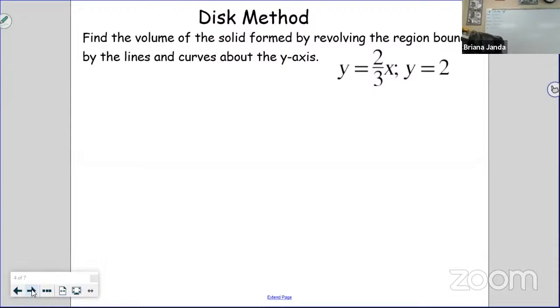All right. What we also need to see today is rotating around something other than our x-axis. So we have an example of rotating around our y-axis and then something that's not an x or y-axis at all. So next one, find the volume of the solid formed by revolving the region bounded by the lines and curves about the y-axis. And this time it is y equals 2/3 x and y equals 2.